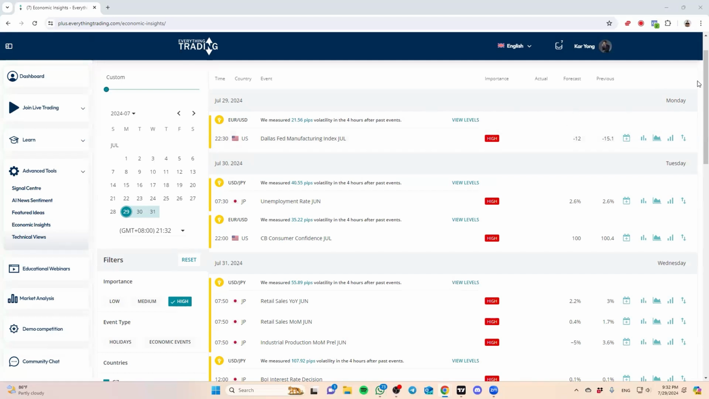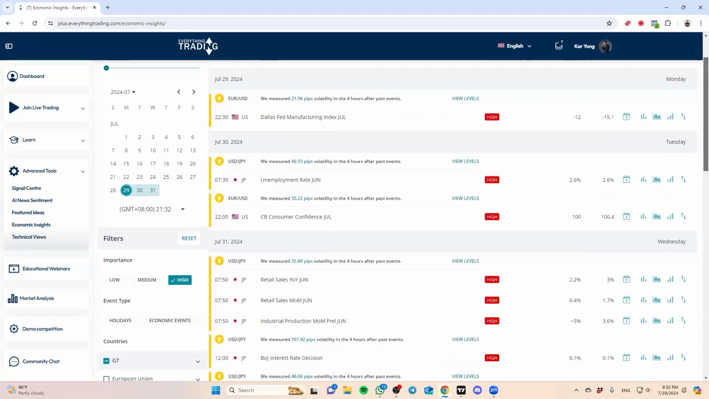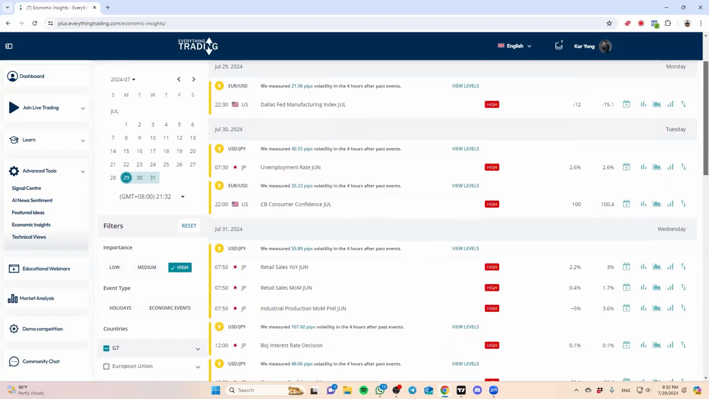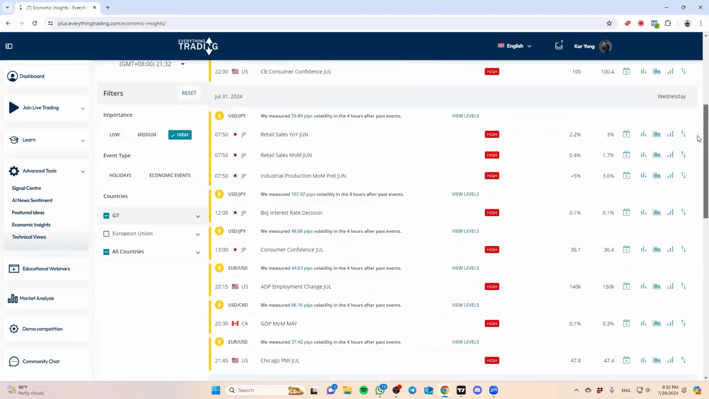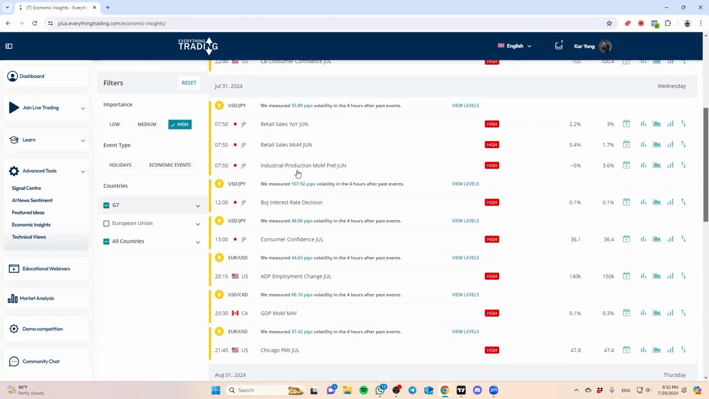What we have is that this week, if you really scan through the economic data, we do have a couple of important news coming in on Wednesday. So we have the Bank of Japan rate statement. That's definitely going to be important.